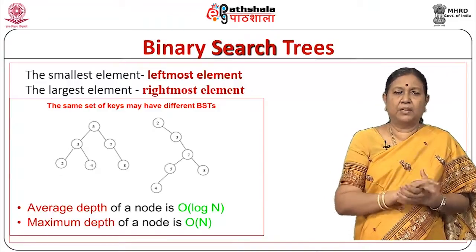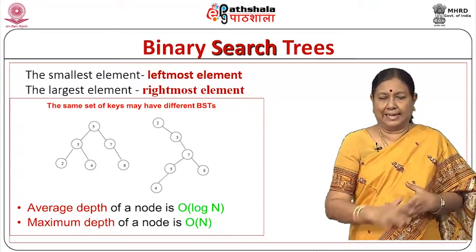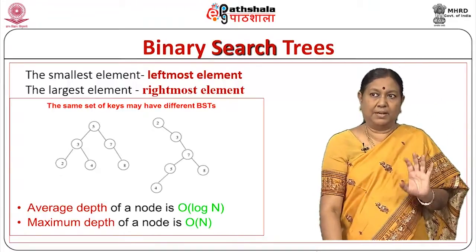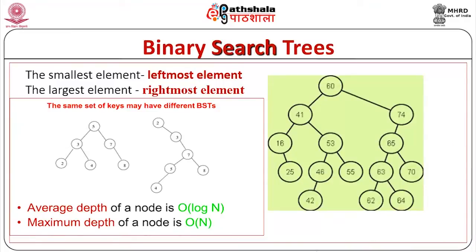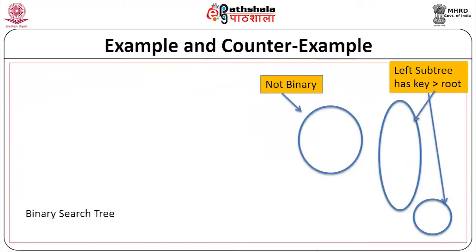And the average depth of a node is of the order of log n, and the maximum depth of a node is of the order of n. This is the reason why our time for searching is fixed. So, that is the property. If you look at this tree, this is the smallest element as I define. This is the leftmost element. What do you mean by leftmost element? It is the leftmost element of this tree, and it will be the first element that comes in an in order traversal. We will come to that later. And this is the largest element, that is the rightmost element in this particular binary search tree. So, okay. Now let us go further.